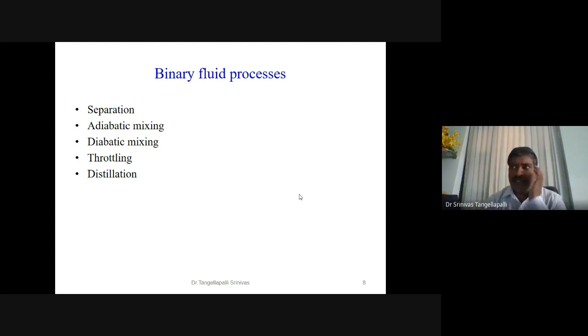For that, there is an equipment called the dephlegmator. Just to recollect, this dephlegmator is supplied before the condensation. After condensation, it goes to throttling. Once it is throttled, low temperature will come. You can directly send that working fluid to the evaporator.